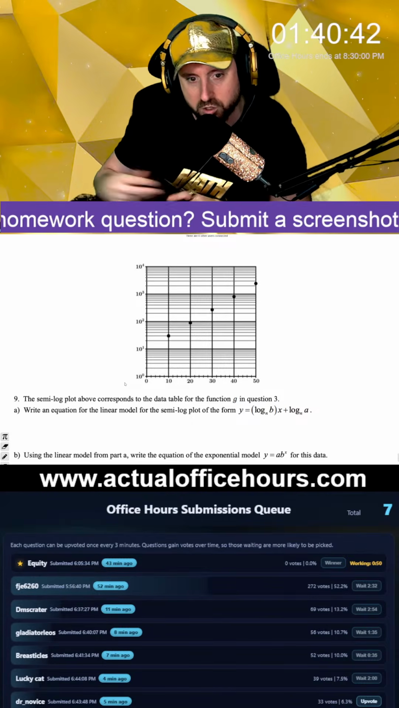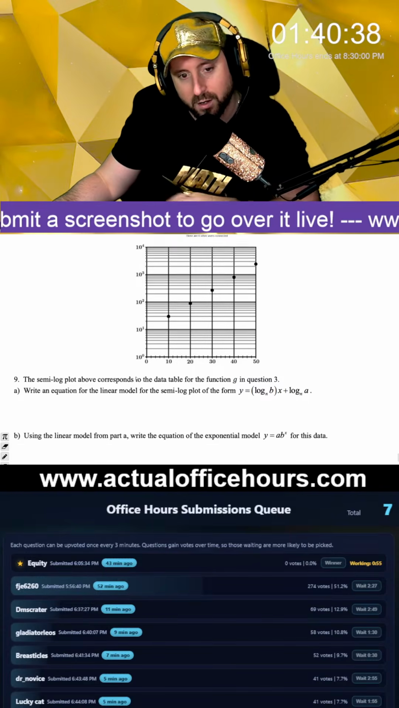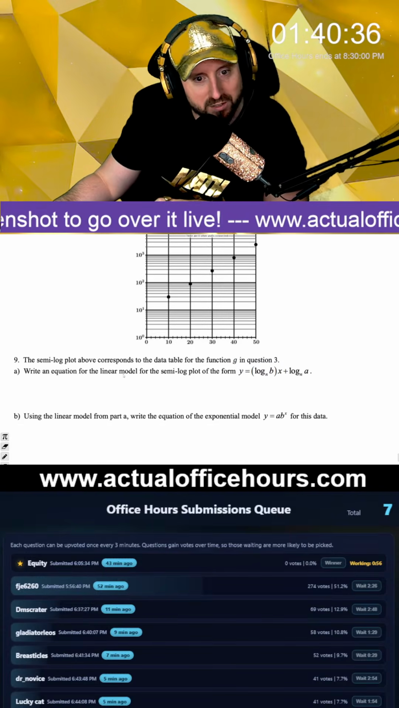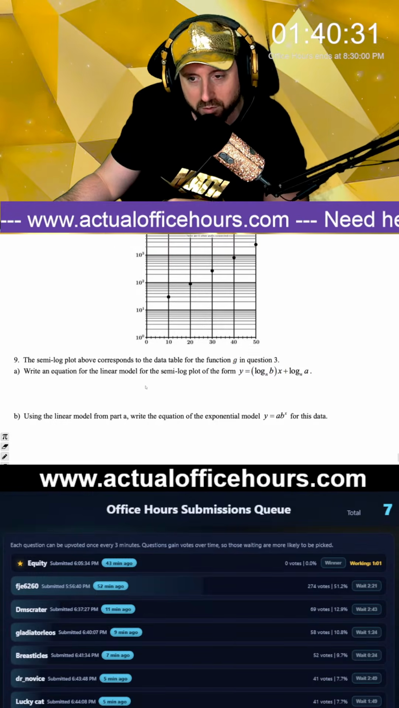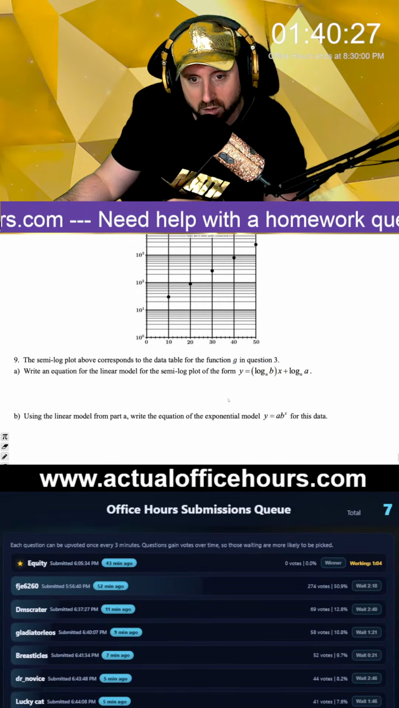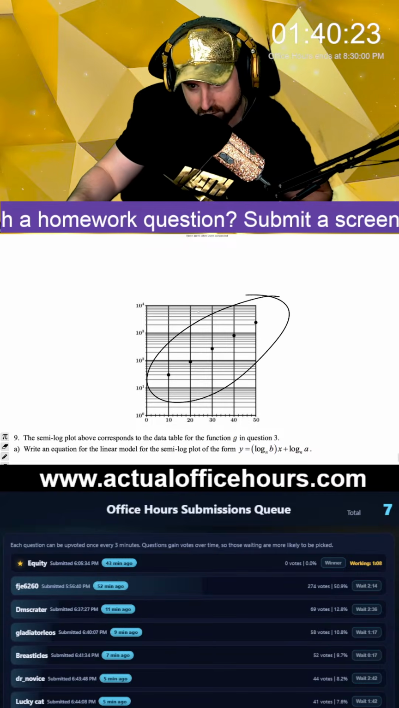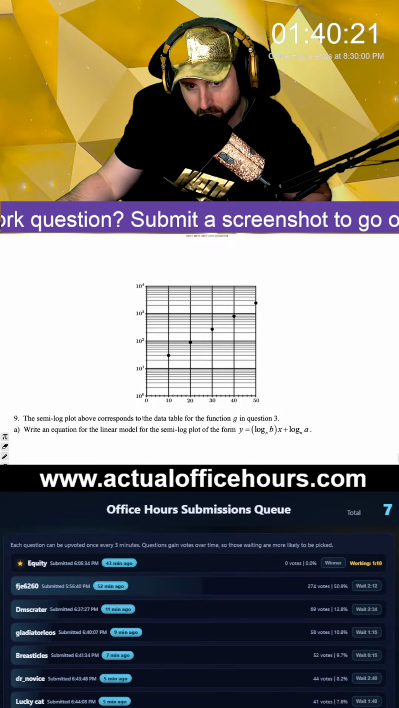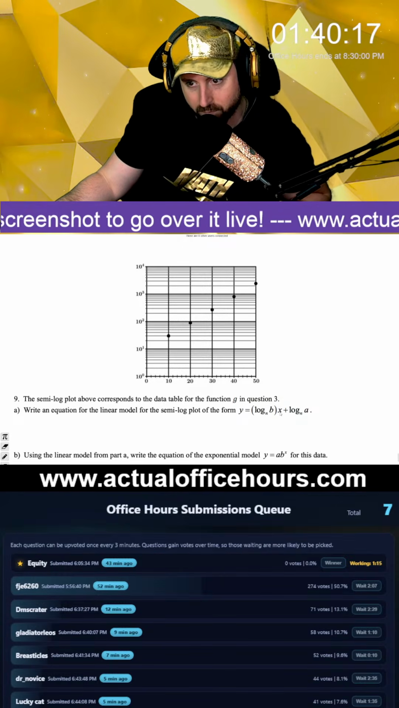For the function g in question 3. Okay, well, I don't have question 3, unfortunately. Write an equation for the linear model for the semi-log plot of the form y is equal to blah, blah, blah. Cool. Okay. So this looks linear, right? Write an equation for the linear model of the semi-log plot of the form.